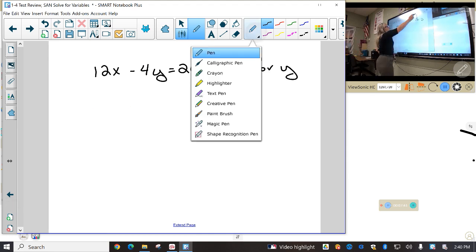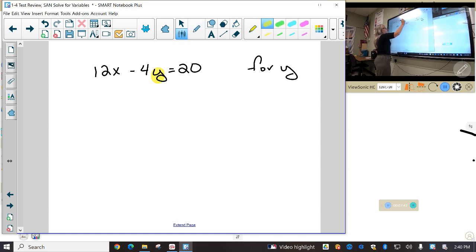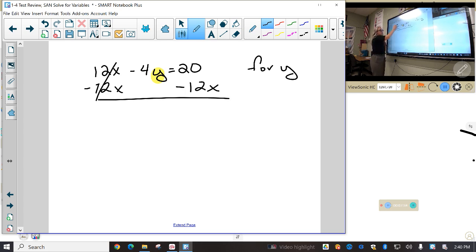Solving for y. So I'm going to subtract, this is just a number. This is the only variable we're going to use. So we just have a number here. So I'm going to subtract 12x. This cancels. I'm left with negative 4y equals 20 minus 12x.